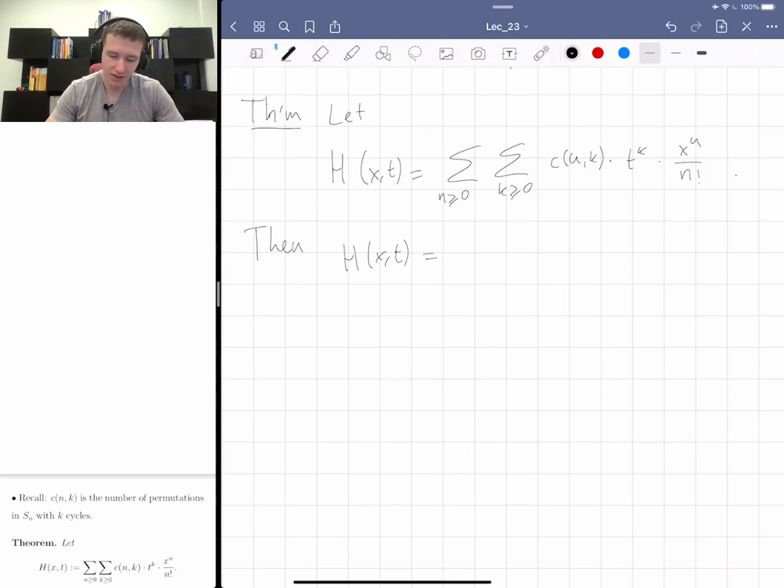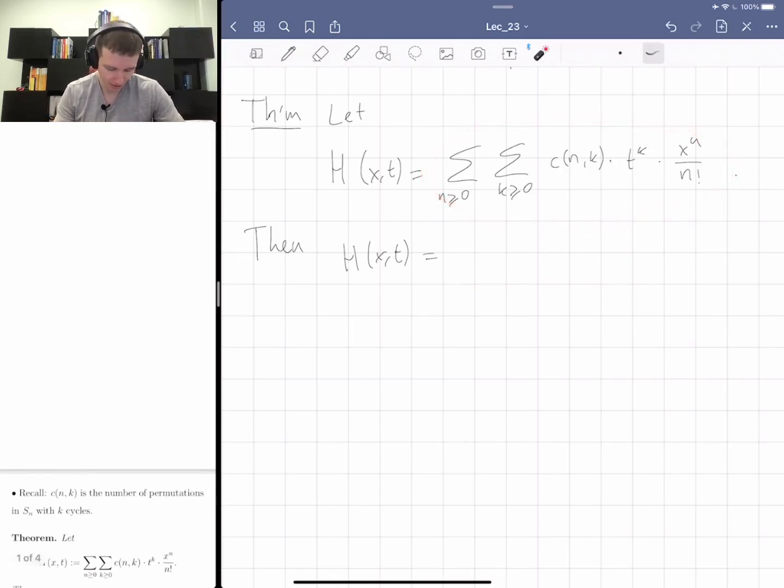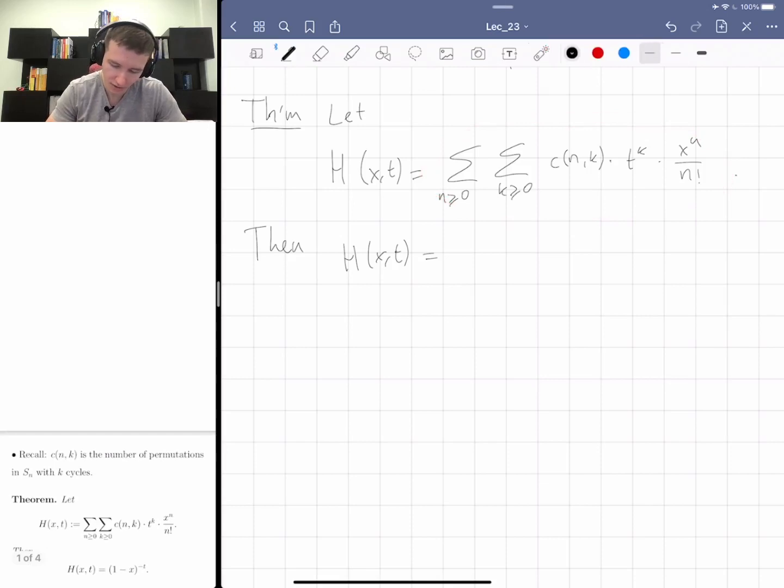If you try to guess this, then we already know that these Stirling numbers are sort of nice, but just how nice are these? And the answer is that they are pretty nice. So the generating function is pretty nice. If you try to guess it, then it's probably not clear from the definition what it's going to be, but it's nice. So here's the answer. It's just (1 minus x) raised to the power of minus t.